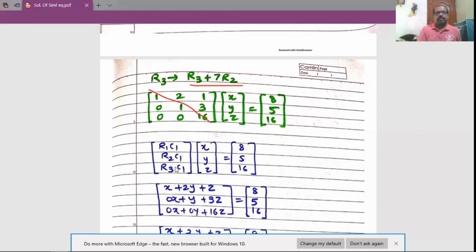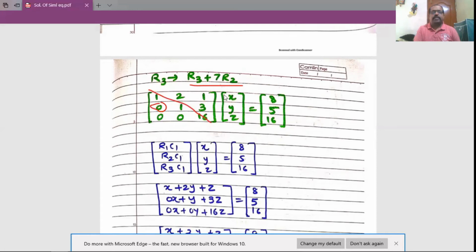Similarly, now come to the next, R2 C1. What is R2 C1? Here we have R2 as 0 1 3, that will be multiplied to the column matrix x y z. Now since the first element in this row is 0, this 0 is multiplied to x, so that gives us 0x. So one variable will vanish here.